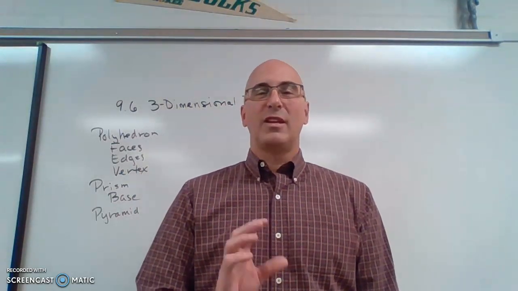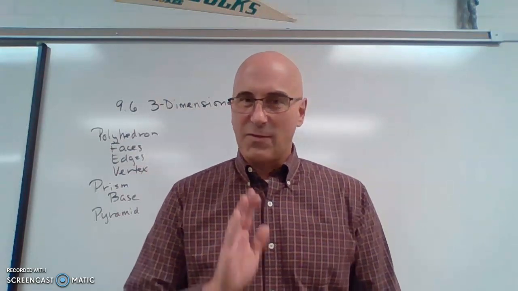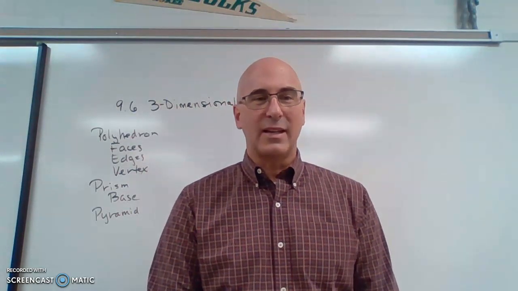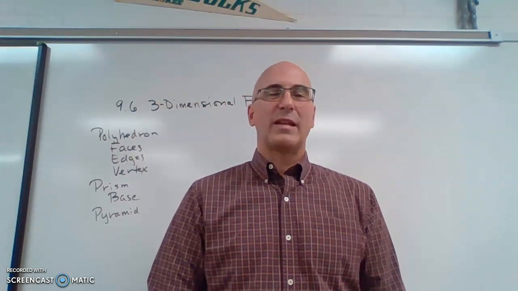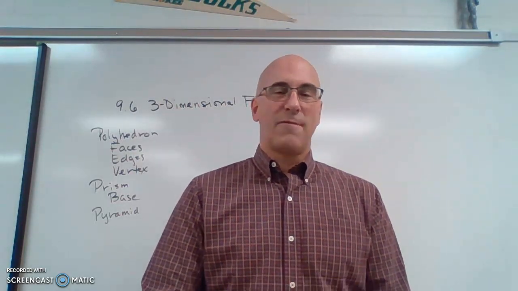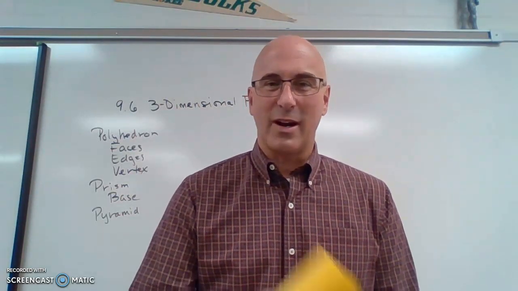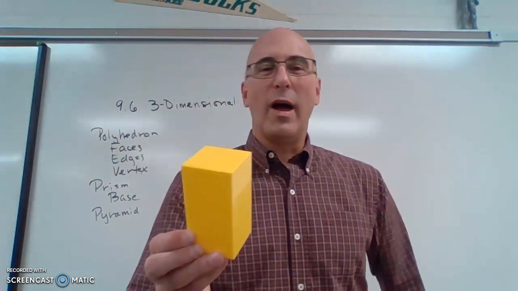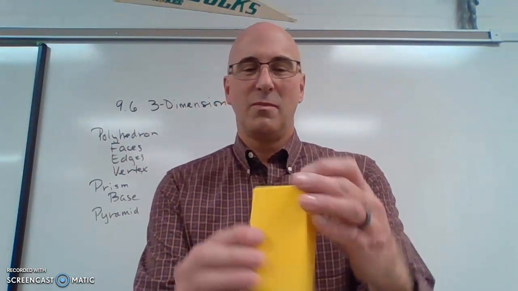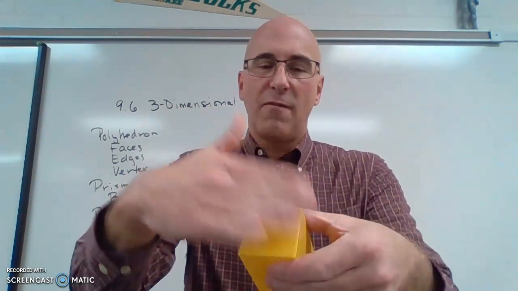A polyhedron is a three-dimensional figure that has flat surfaces that are polygons, and those flat surfaces are faces. So I said a lot of words there. Here is one polyhedron. It is a three-dimensional figure, so it has length, width, and height. It's not just a flat surface, but it has many flat faces.